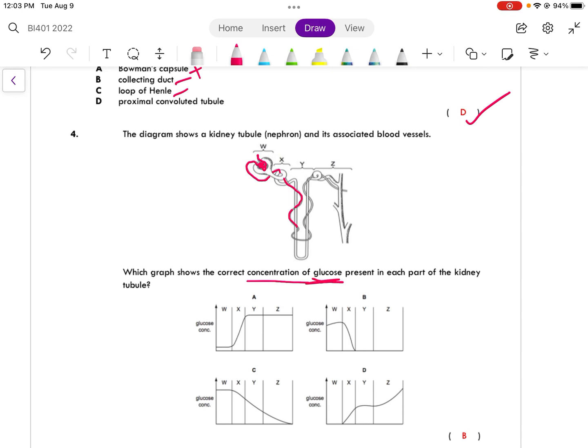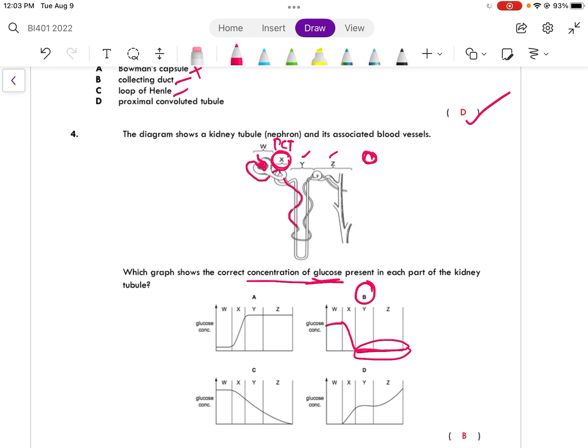Concentration of glucose. Okay, so the first thing you want to take note of is that the concentration of glucose at Y and Z should be close to 0. There should be nothing left, because the kidney will, as much as possible, reabsorb all of it at X, the proximal convoluted tubule. So you want to search for a graph where Y and Z is low. Here in B, Y and Z is very low, like 0. All the reabsorption should take place at X, so you should see a dip down at X, right? B is the best answer at the moment already.